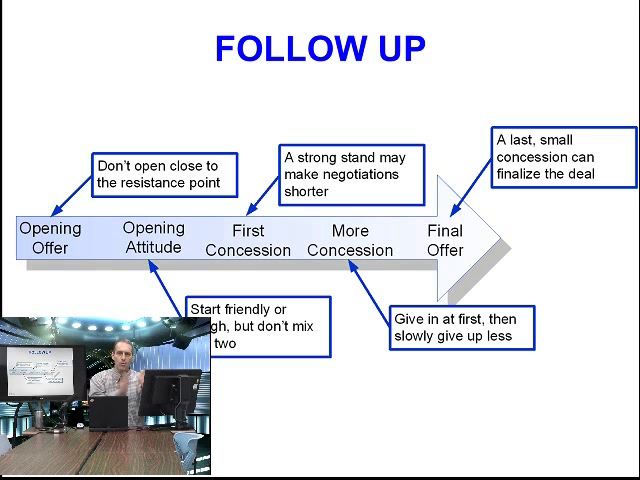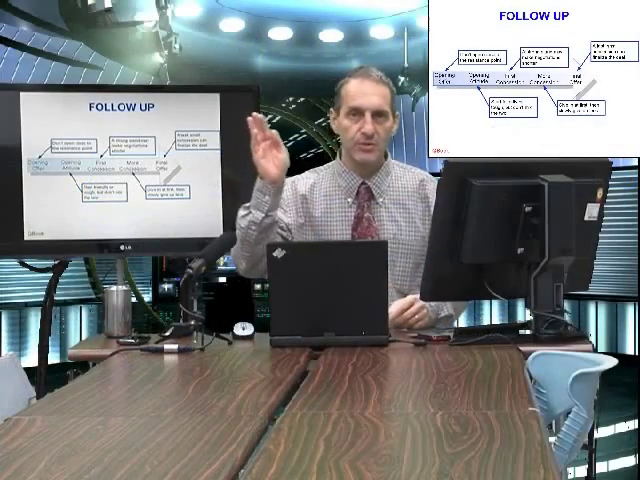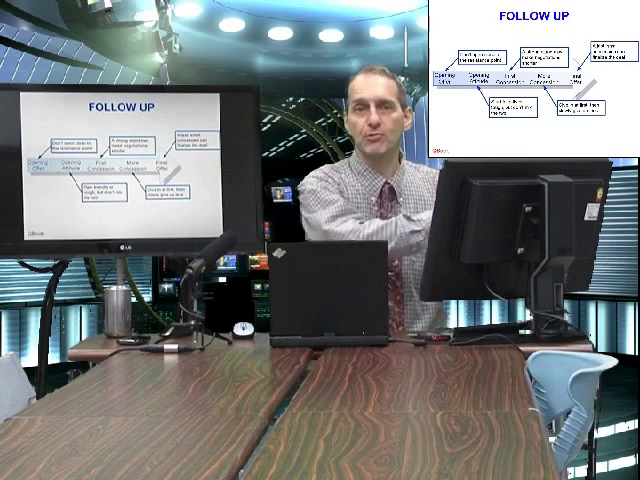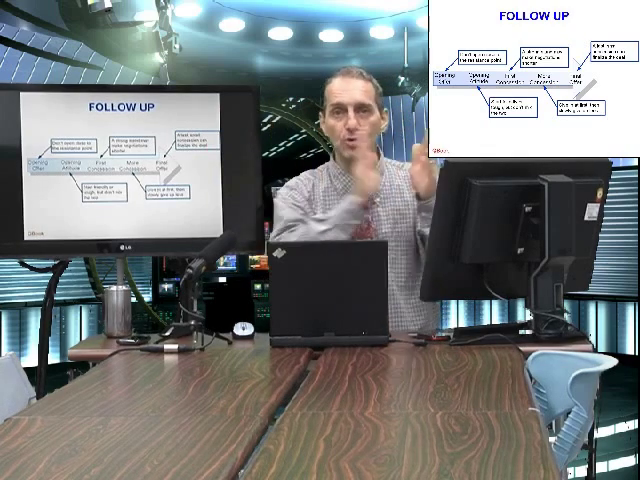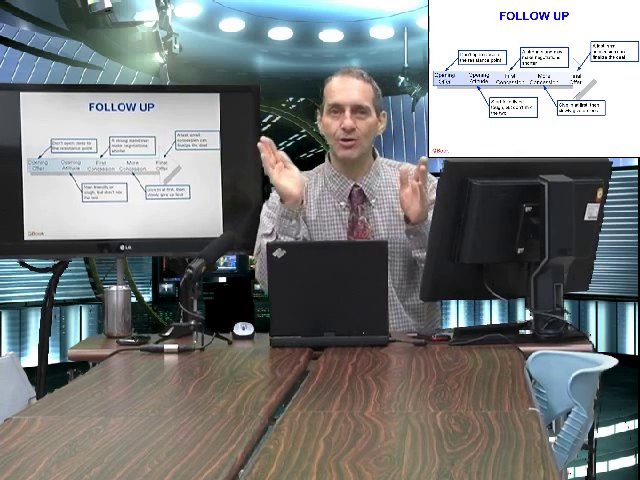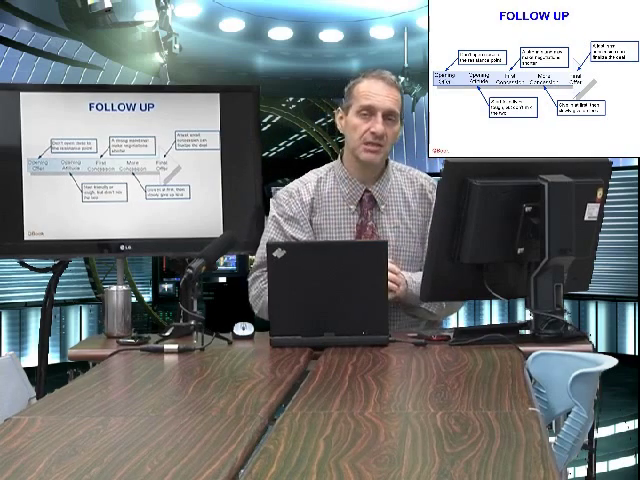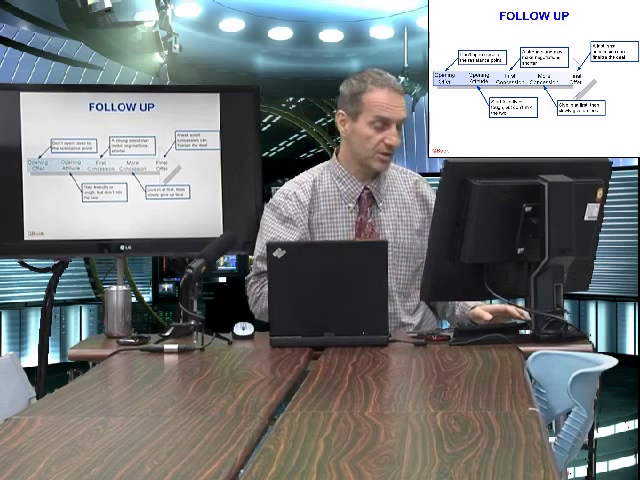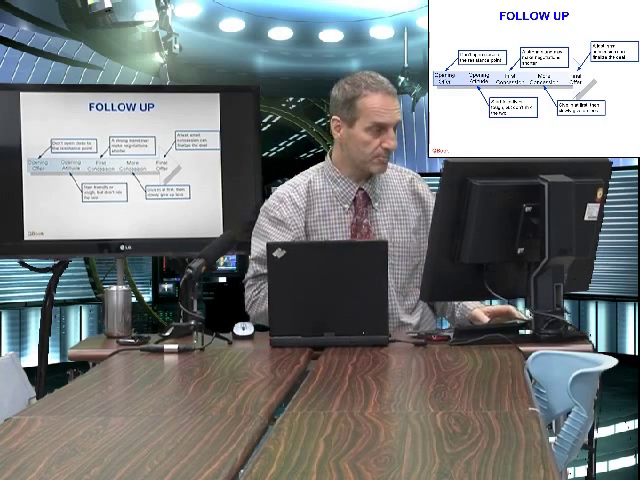And then you give more concessions. How many do you give? If you're being friendly, you give many. If you're being tough, you give few. And finally, you get to the final offer. So the key point here is to remember, the negotiation has a beginning and an end. So you've got to move through time. As you move through time, you're going to give something. How much do you give, and how much time does that take? Those are key questions. Are you being friendly, or are you being tough?